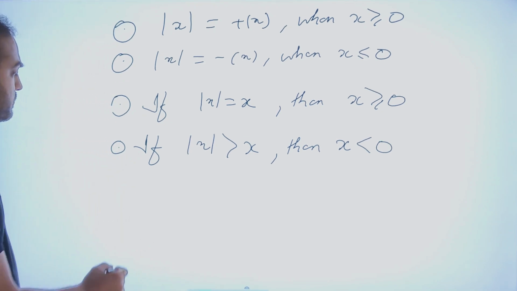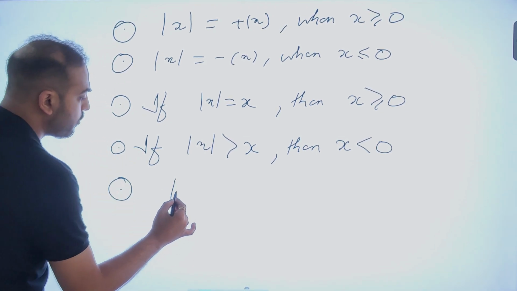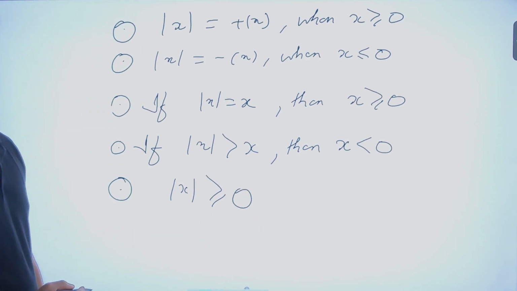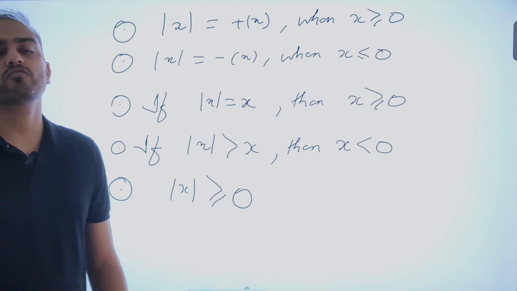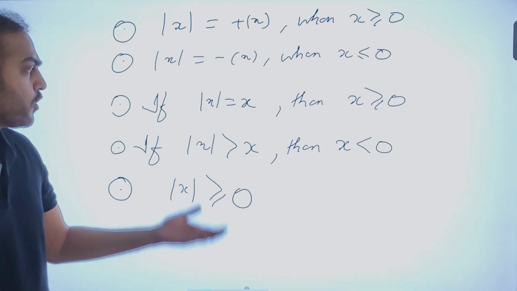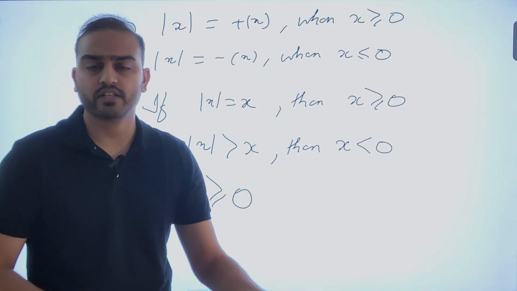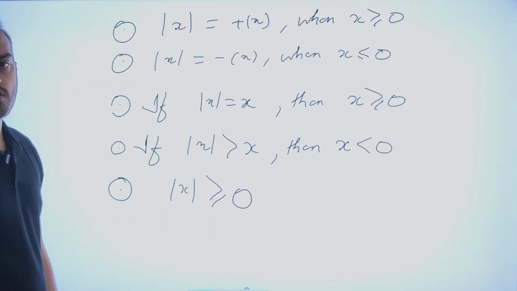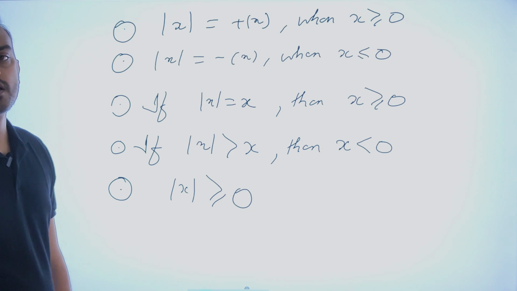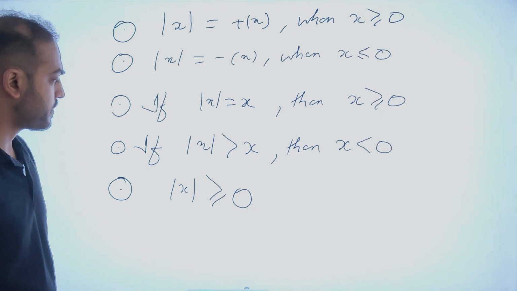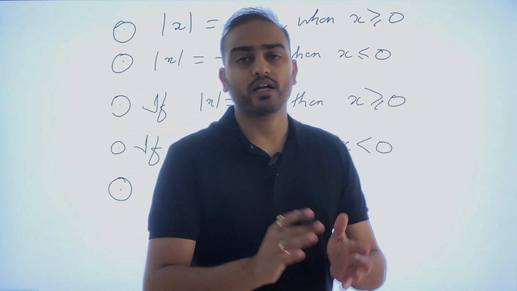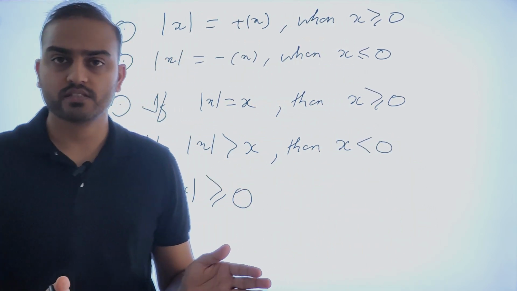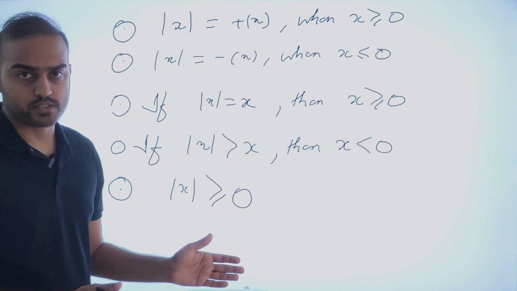Finally, modulus of x is always greater than or equal to 0. That is, the minimum value of modulus is 0. We already know this, that modulus always makes everything positive, so the least possible value will be 0, and all the other values will be positive. So I hope you understand method number 1. Method number 1 is to break the modulus into two parts and then simply solve the question.